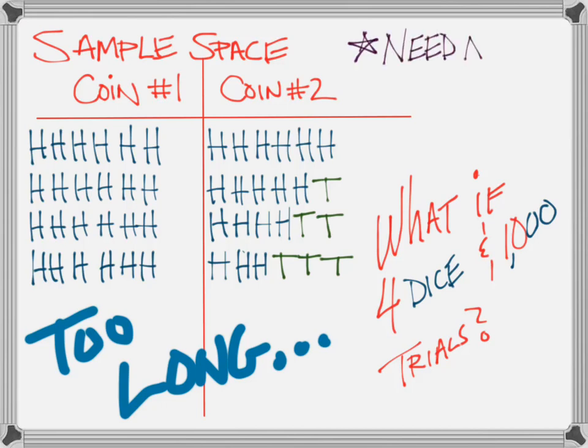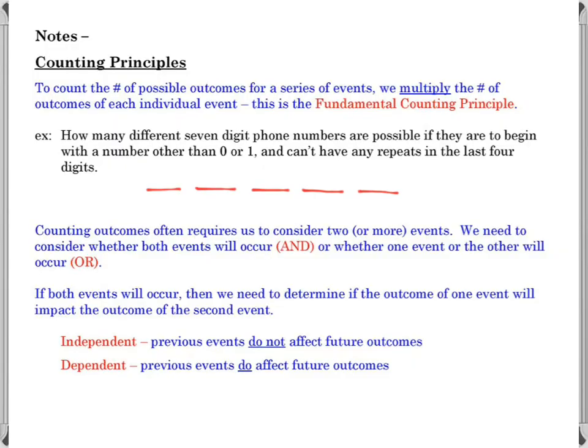And so we have our counting principles that we can use here. This builds from our fundamental counting principle, which is that we multiply the number of outcomes for each event. We look at each event, and then we just multiply all those together, and that's how many different ways we could do something. So let's say we had a 7-digit phone number that begins with something other than 0 or 1 and can't have any repeats in the last 4 digits.